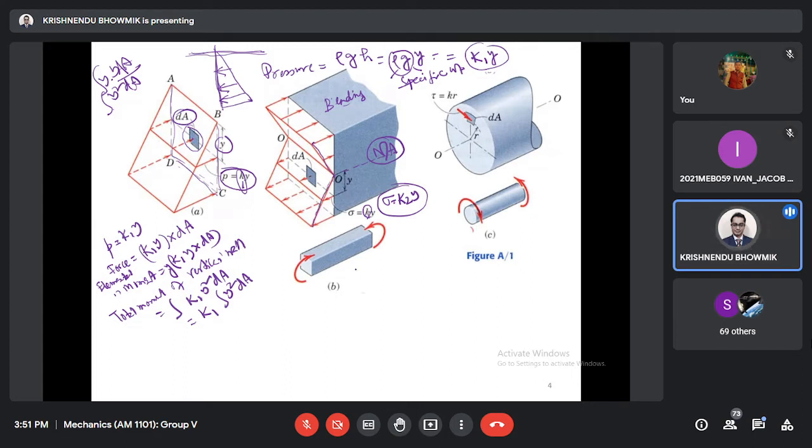So if sigma equals K2 y, then the elemental force will be K2 y dA. So the moment for this case will be K2 y square dA. Total moment will be the integration of K2 y square dA. Here also we can see an expression like distance square dA and integration of that.